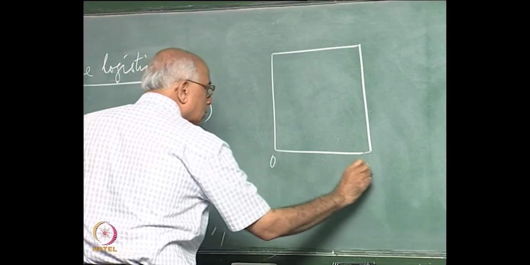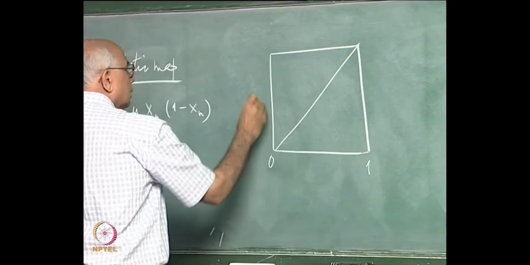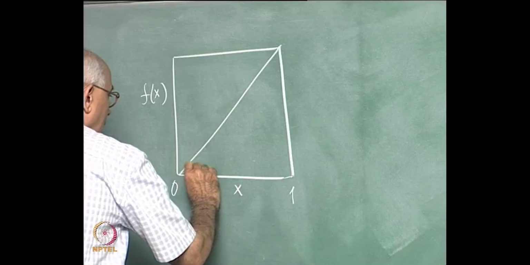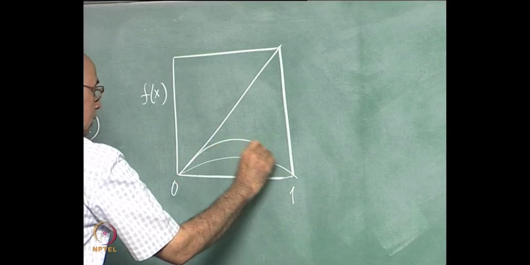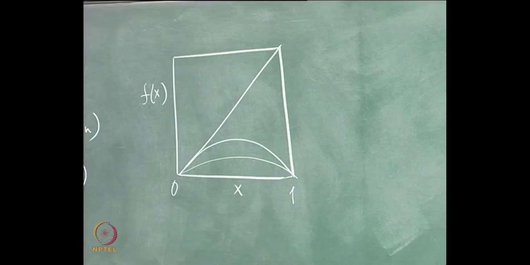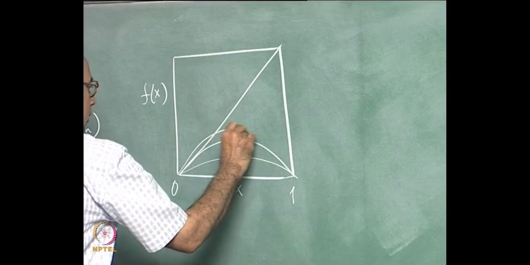So here we are, 0 to 1, that is the bisector, and I am plotting f of x versus x, and f of x is mu x times 1 minus x. So originally for mu less than 1 I had something like this perhaps. At mu equal to 1 I have this. This is a marginal fixed point, and it is immediately clear that as soon as mu exceeds 1 it does this.